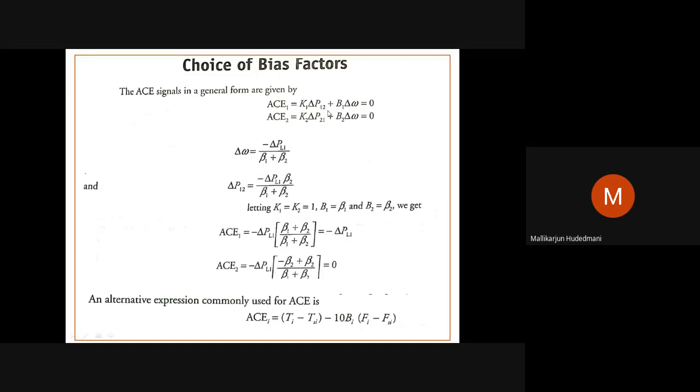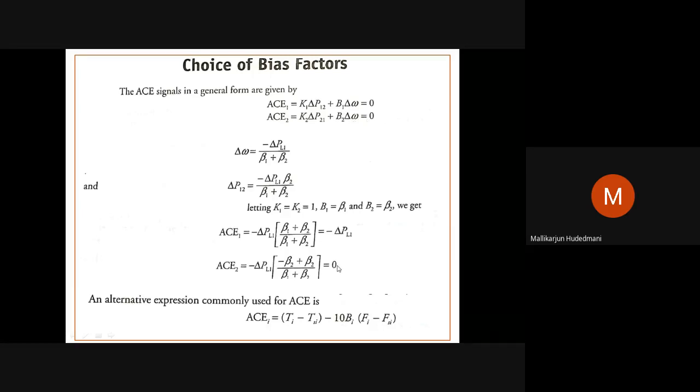Let's take the second equation. ACE2 is K2 delta P21 plus B2 delta omega. B2 is put as beta 2 over here. Then I will get this as minus delta PL1, let's see here, minus beta 2 plus beta 2 divided by beta 1 plus beta 2. In the numerator, beta 2 cancels. What does it result in? 0. Then what do you mean by this? ACE2 is 0. Why is it 0? There is a cancellation of terms in the equation.